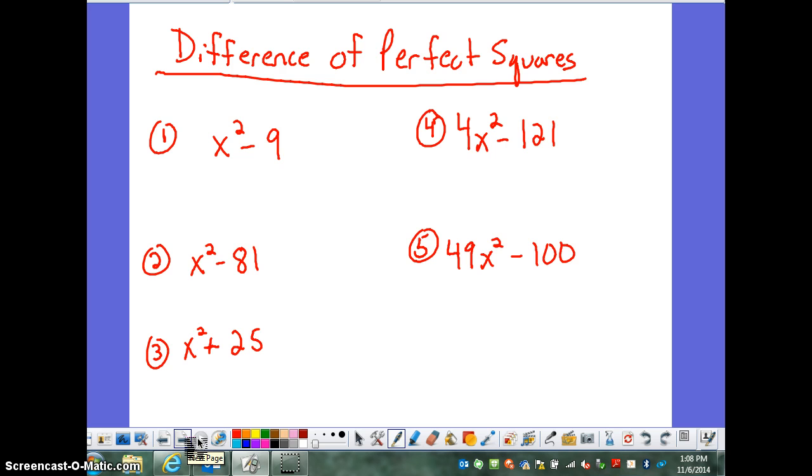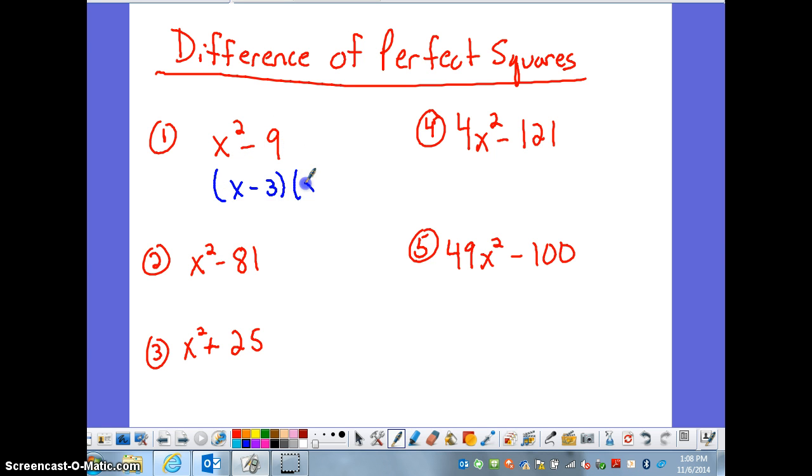All right, next, difference of perfect squares. This one's a little bit easier to do because these are those simple ones where you're just literally looking for numbers that multiply to be 9 and add to be 0, which is going to be the 3 and 3. So this is x minus 3, x plus 3. And you're going to notice the pattern here. If I jump to number 2, this is going to be x minus 9, x plus 9.